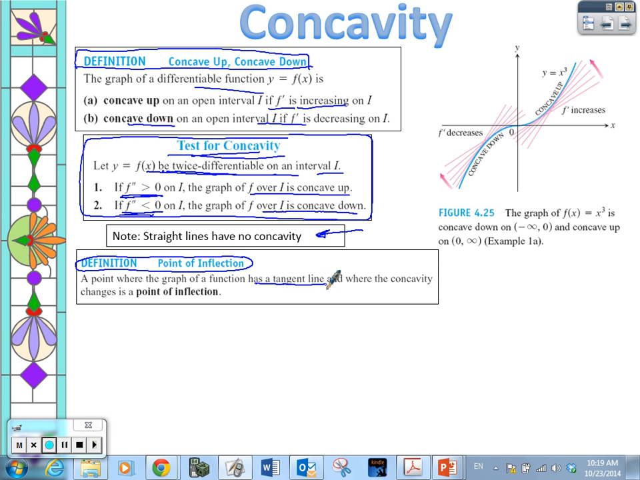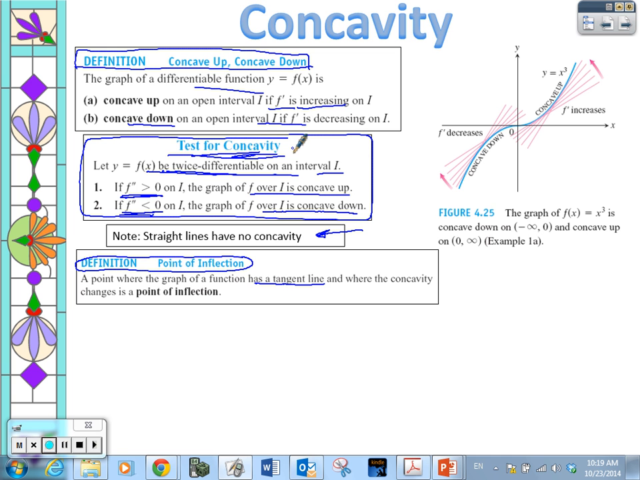What does it mean to have a tangent line? It's got to be differentiable, right? I mean, that's what it means to have a tangent line. So if it's not differentiable, then we won't have a tangent line. Okay? So we really don't run into this. We're not going to run into this on this test for concavity.